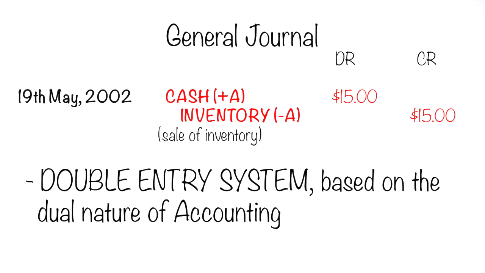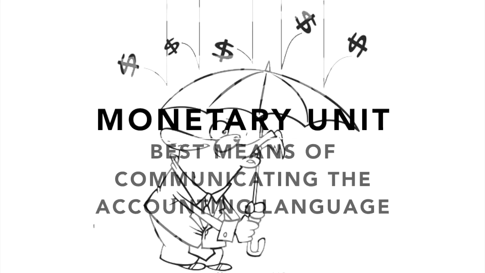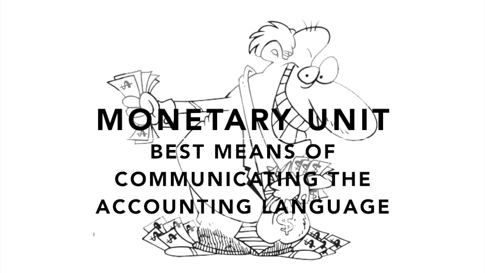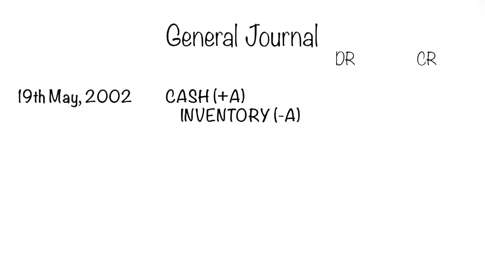Now, following the principle of a double entry system, the totals in the debit and credit columns should be the same in each transaction. As you may recall, my earlier screencast on economic assumptions addresses how the monetary unit is the best means of communicating the accounting language. Moreover, under the headings of debit and credit, the monetary value of the sale is recorded alongside the accounts affected.